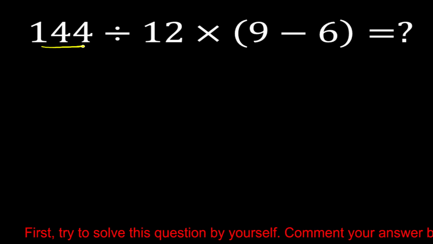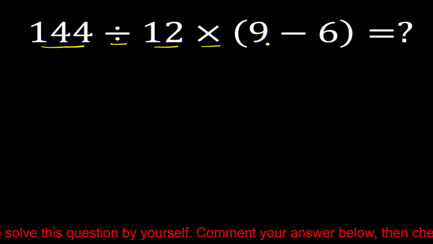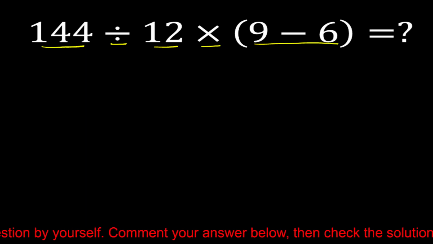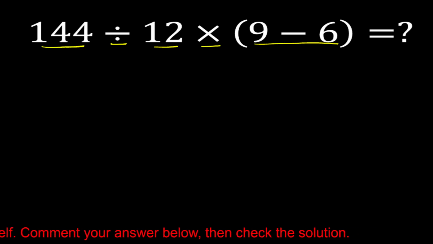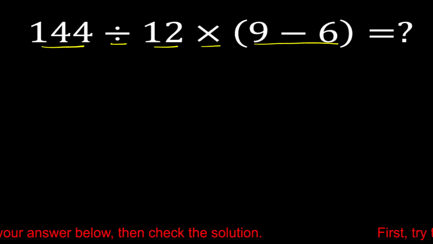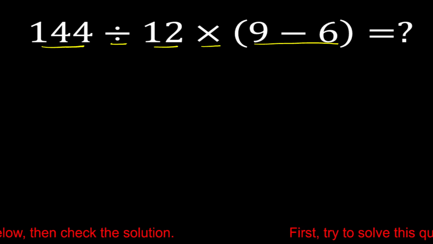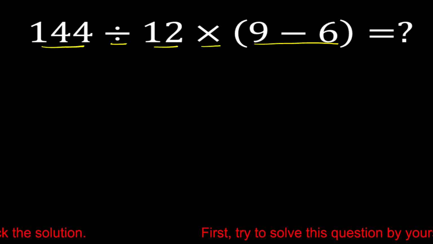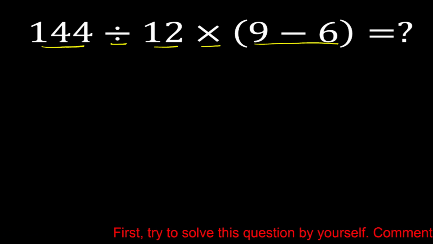So 144 divide 12 multiply in the parenthesis 9 minus 6. Okay. So please solve this question and comment your answer. What do you get? And if your answer is 100% correct, then I will like your comment. So please stop this video here and first solve this question, and then play this video and check your answer with the solution.